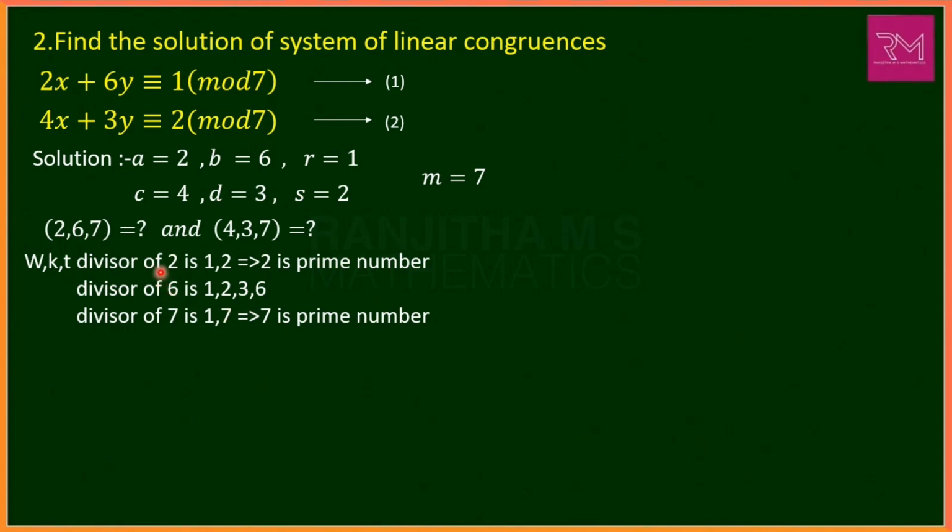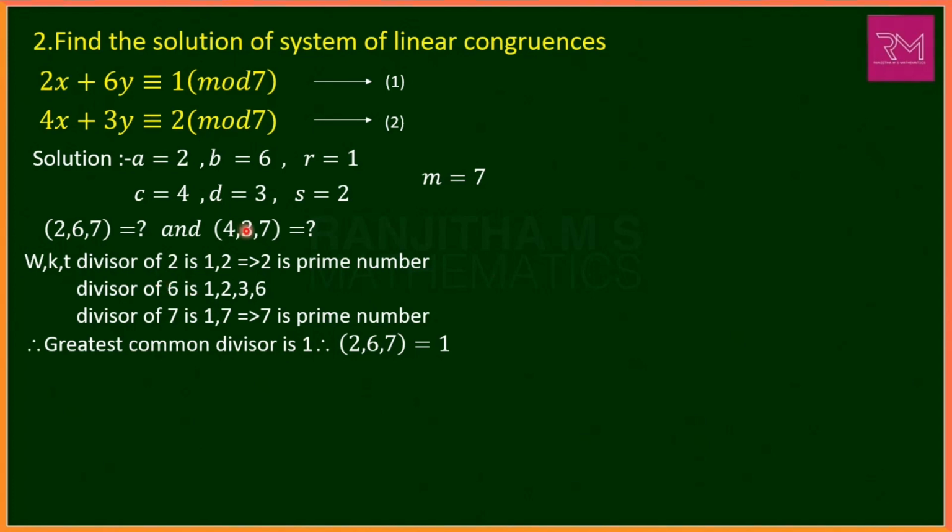After finding the divisors of 2, 6, 7, the next step is to find the common divisors of these three. From the first two, the common divisors are 1 and 2, but 2 is not a divisor of 7, because the divisors of 7 are 1 and 7. So among these three, the only common divisor is 1. Therefore, the greatest common divisor of 2, 6, 7 is 1.